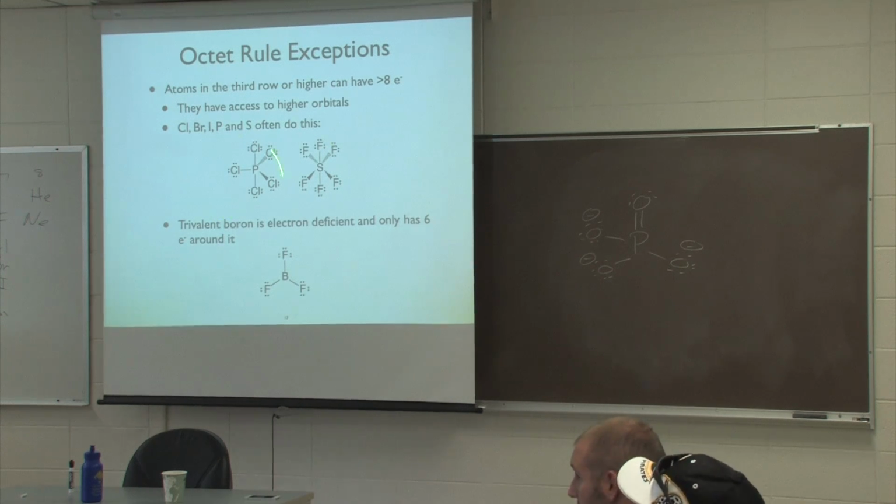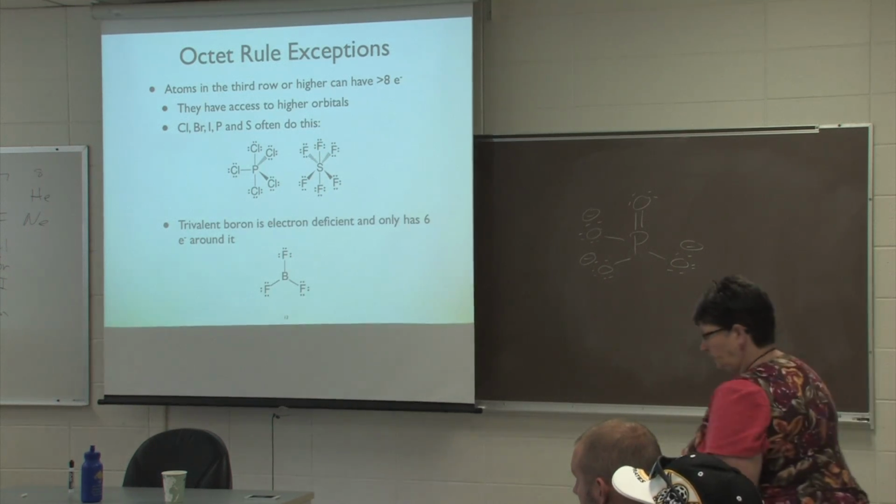And so we can't ignore the fact that you can have more than an octet around an atom. But it comes with the caveat that it's got to be in the third row or larger. We're not going to see a lot of exceptions where something in the second row is going to have more than an octet around it. It'd be a pretty extreme example.